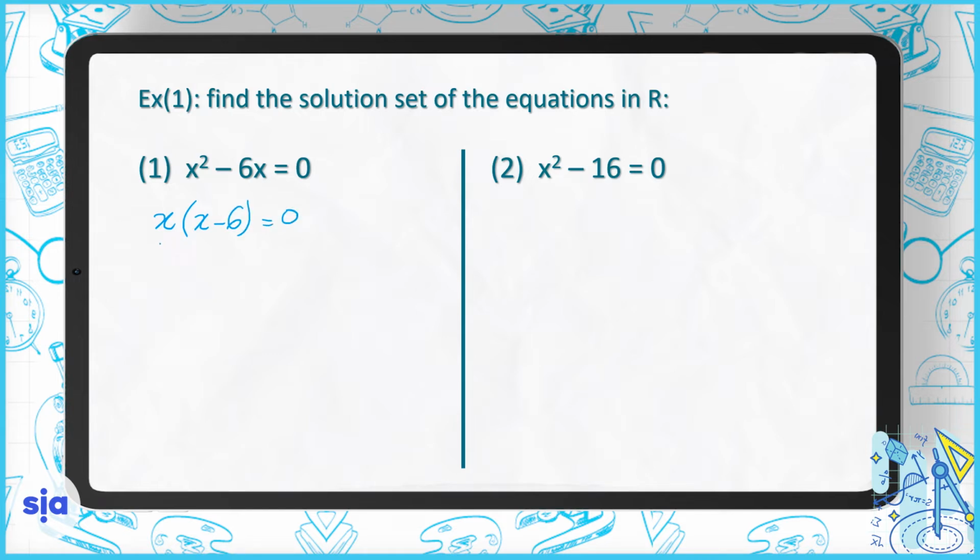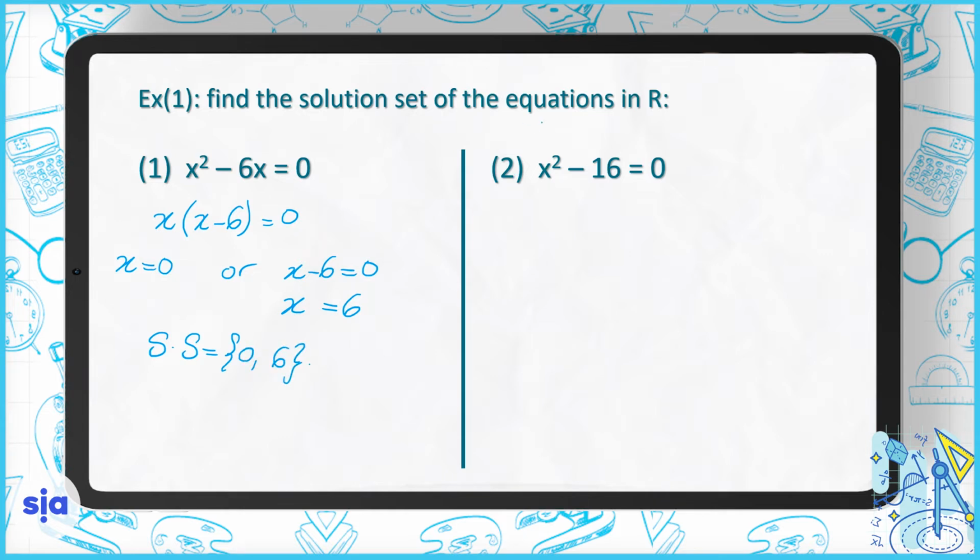So we take each part and make it equal to 0, then x can be equal to 0, or x minus 6 can be equal to 0. So here x can be equal to 6. So in this case, the solution set is 0 and 6.